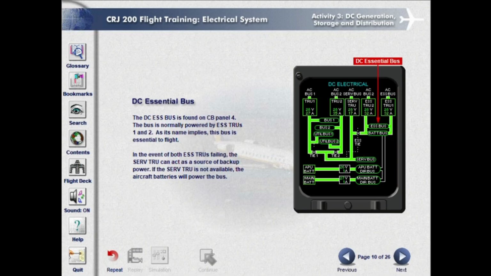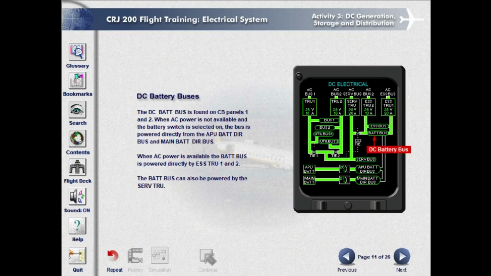DC essential bus. The DC essential bus is found on circuit breaker panel 4. The bus is normally powered by essential TRUs 1 and 2. As its name implies, this bus is essential to flight. In the event of both essential TRUs failing, the service TRU can act as a source of backup power. If the service TRU is not available, the aircraft batteries will power the bus.